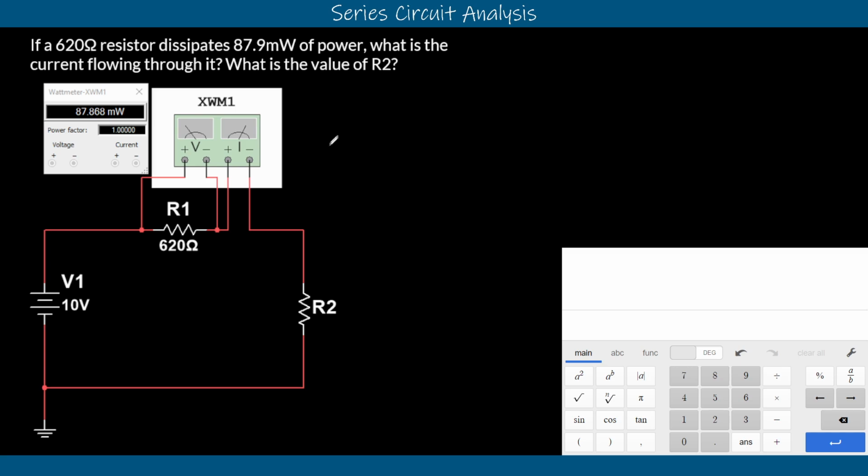So to start this out, we kind of need to know what we're working with. When we look at the circuit, we see that this is a series circuit. There's only one pathway for current. So we know that if we find IT, that's going to be the only current in the circuit, and it's going to be the current through R1 and the current through R2.